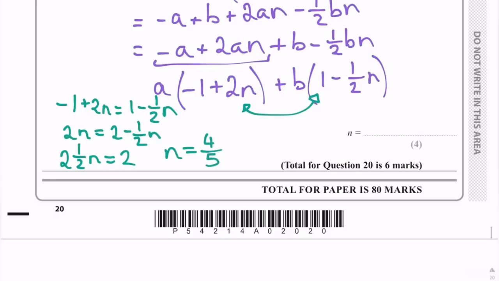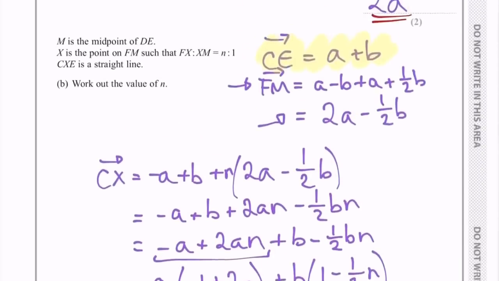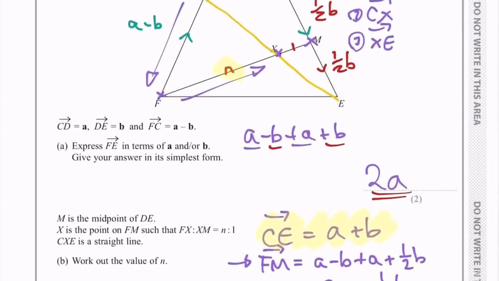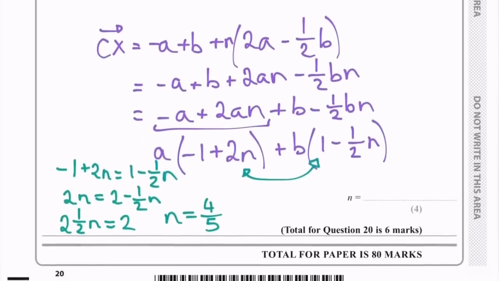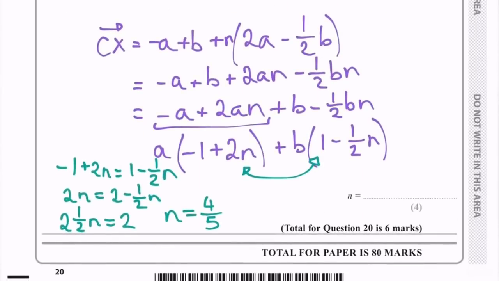Right, so let's have a look here. How far have we got with this question? It says work out the value of n. Is that all it wants me to do? 4/5. Oh, okay, there we go. We've got our answer then. 4/5. I sometimes get a bit carried away with vectors as to what I'm actually working out. I just like to work out everything.